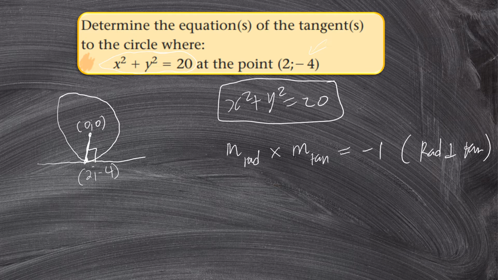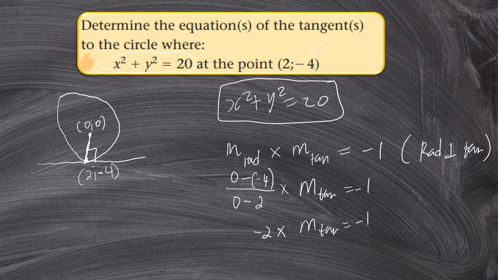Let's go and calculate the gradient of the tangent. So y at the center, 0, minus y at the circumference, which is -4. I just put in brackets there. Then x at the center, 0, minus x at the circumference, which is 2, multiplied by the gradient of the tangent, which is -1. This will give us 4 divided by -2, which is -2 times the gradient of the tangent. The gradient of the tangent is -1.